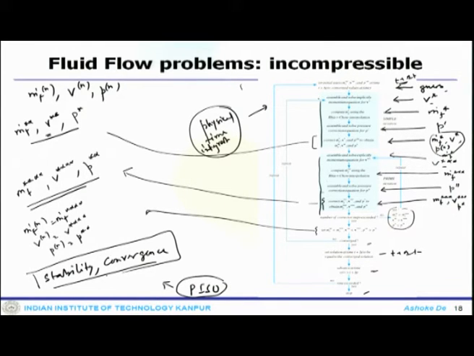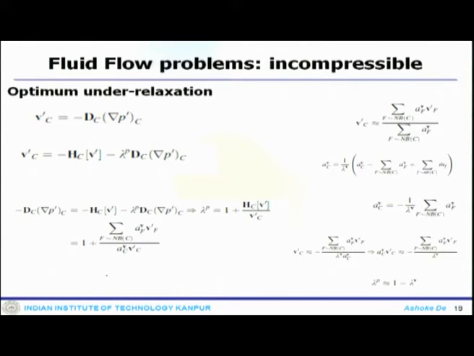So, that is why it is preferred, and a lot of the CFD codes are actually based on PISO, they provide better stability and better convergence. Now, moving ahead, we have used an under relaxation factor. So, now one can look at the optimum under relaxation factor for V and pressure corrections.